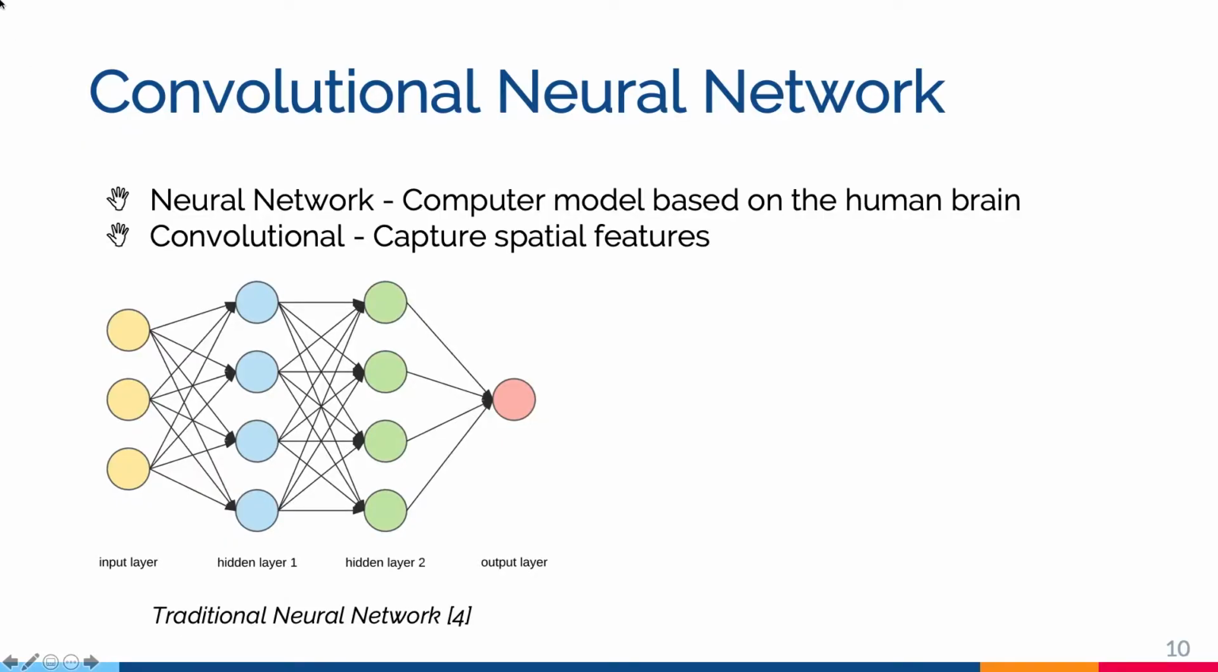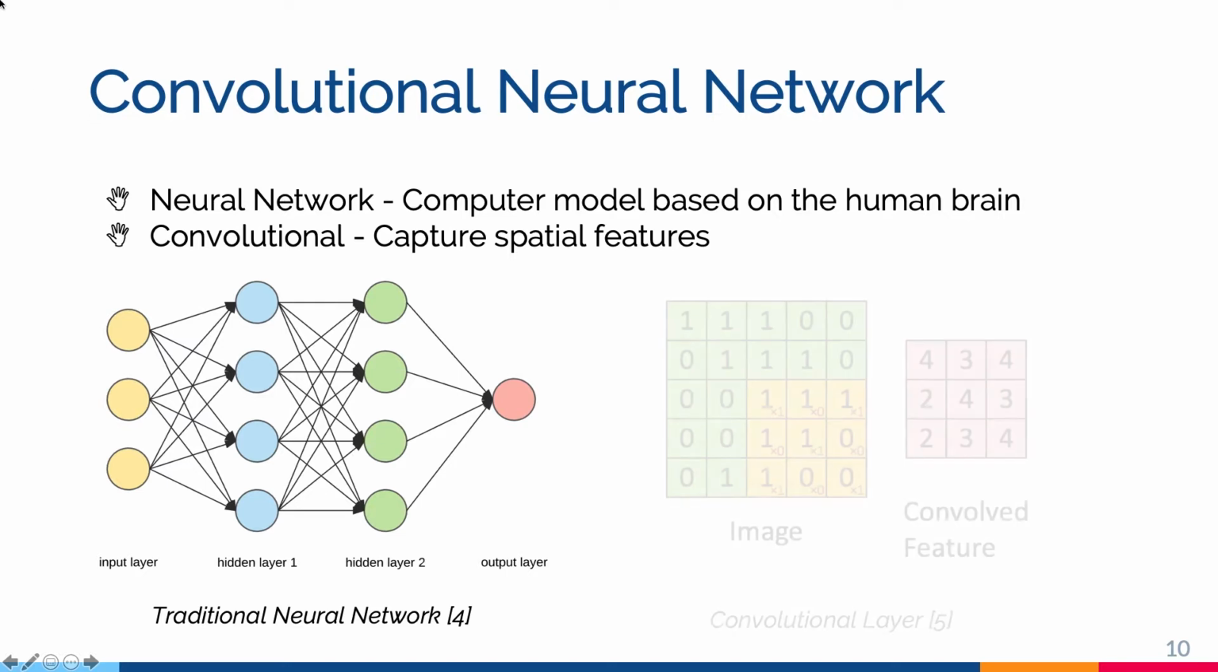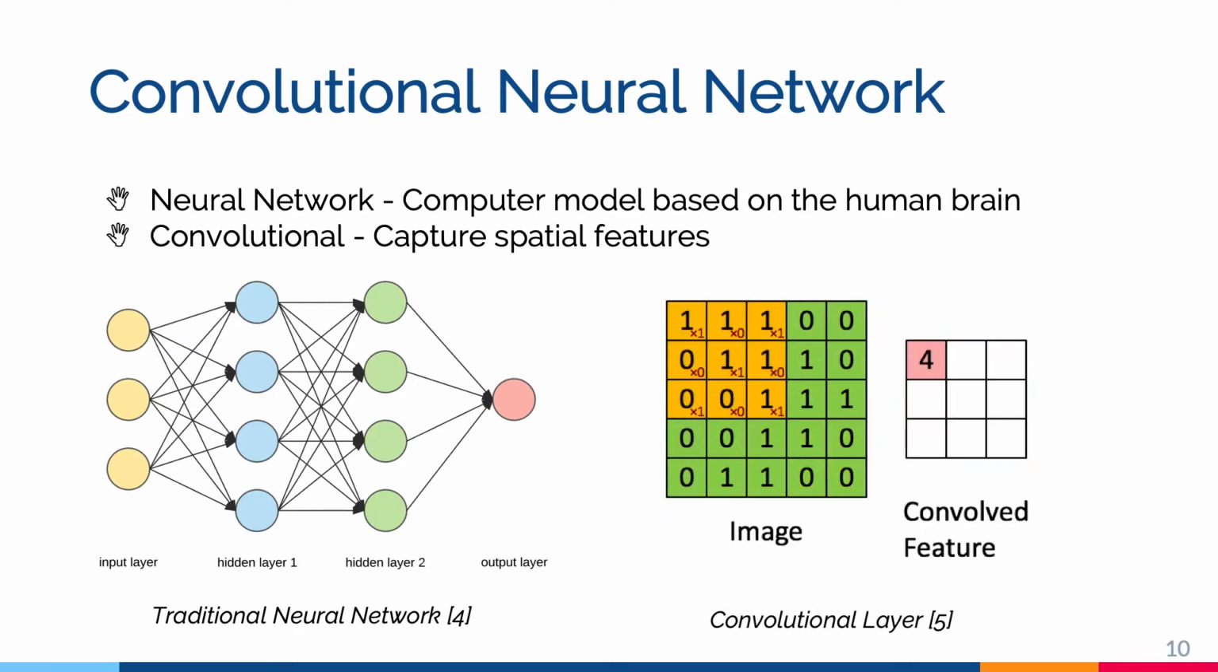So a neural network is a computer model that's based on the human brain. As you can see on the diagram on the left, a neural network is comprised of layers of neurons. Each neuron takes an input, which is a number between 0 and 1, and transmits it to the neurons in the layer in front of it. In contrast, a convolutional neural network has the addition of convolutional layers.